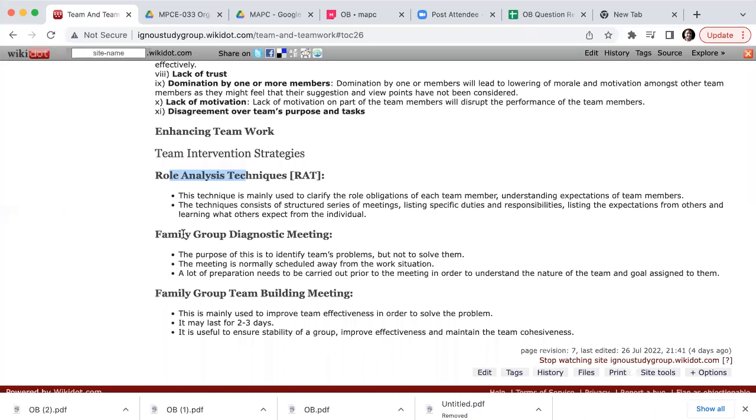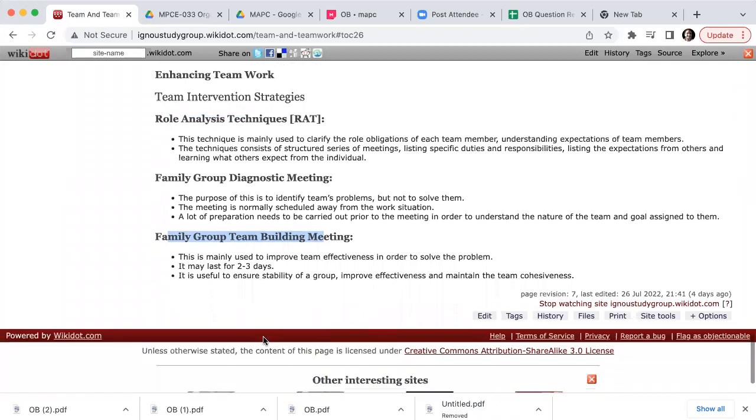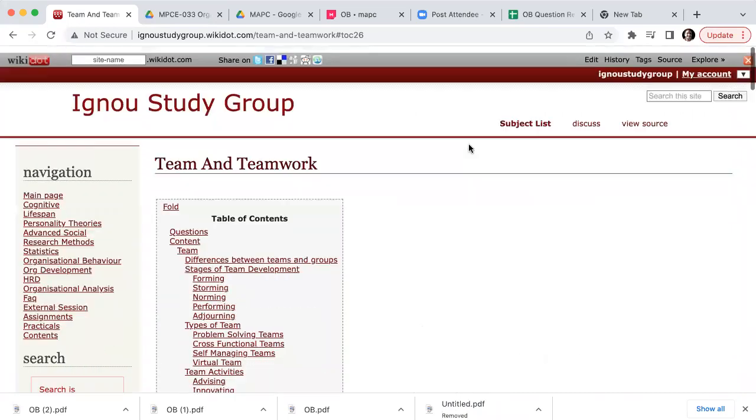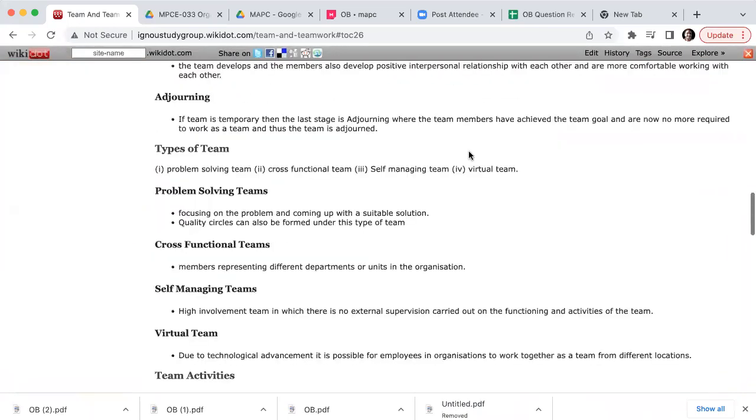So you are diagnosing your family group, your permanent group, permanent team. Right now, this is again on the family group where you are trying to mitigate any interpersonal or team issues. So basically you are trying to do team building within your permanent group, so that the effectiveness of your team really increases. So this completes unit 2 as well.